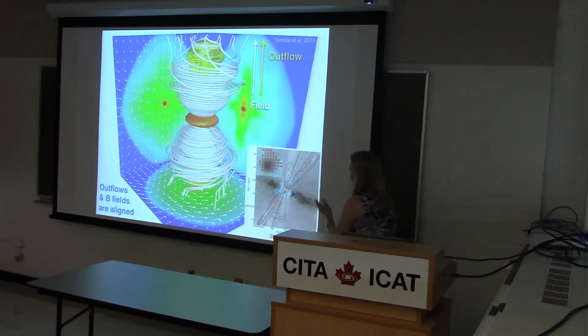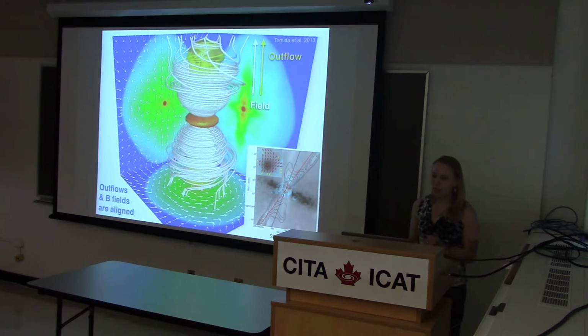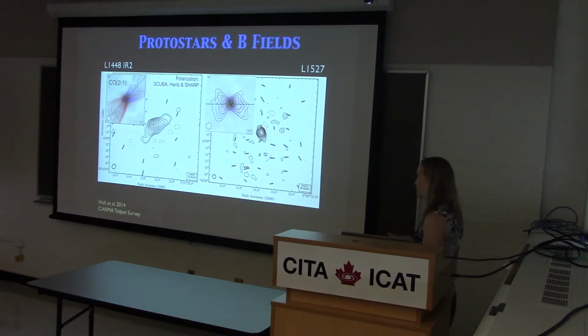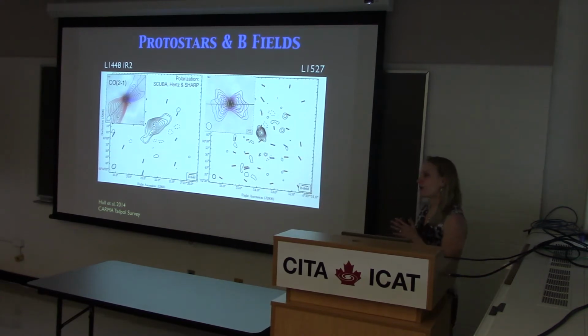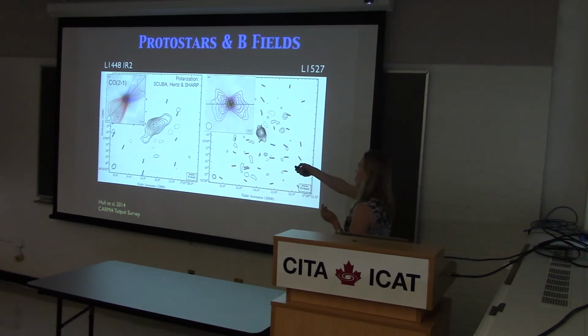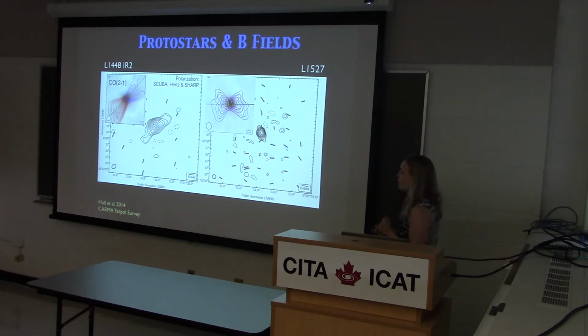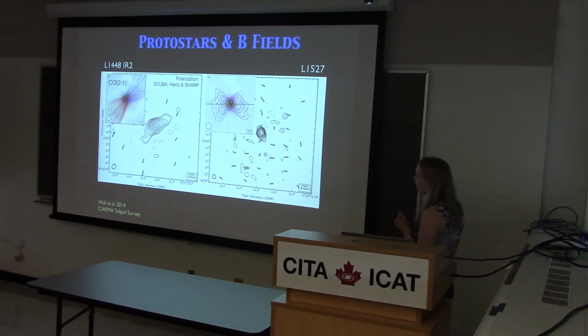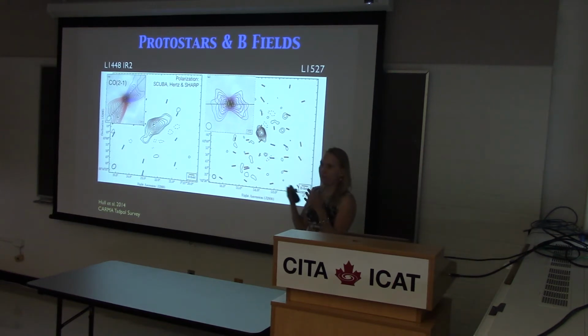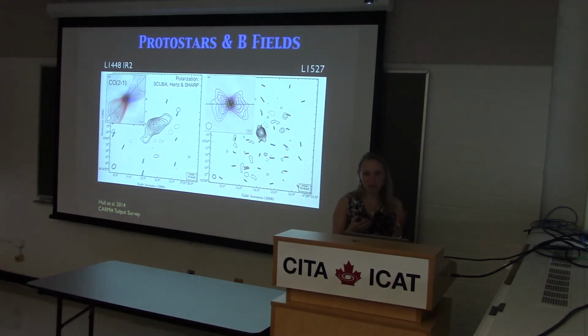Recently there was a nice survey by Chat Hull as part of his thesis, the CARMA TADPOL survey, in which he tried to connect magnetic field measurements across a range of scales. The smallest scales were done with CARMA at a few arcsecond resolution. And then he had some larger scales from another survey. He tried to connect these to figure out what the relationship was between the field and these forming protostars.